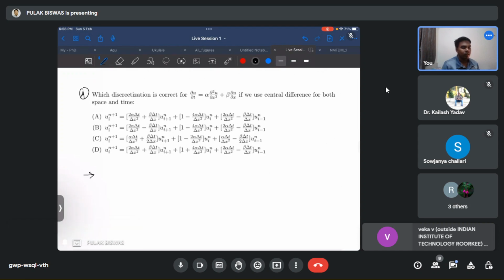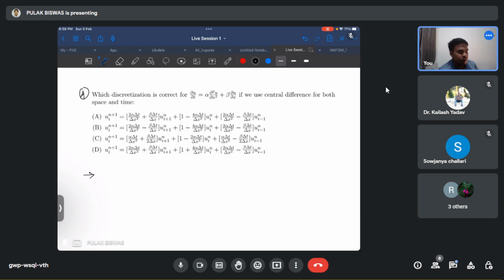So how can we solve this one? Can you answer this fourth question? We have to discretize this one using the central difference scheme for both space and time. Here you see first order differentiation with respect to time and x, and this one is second order.